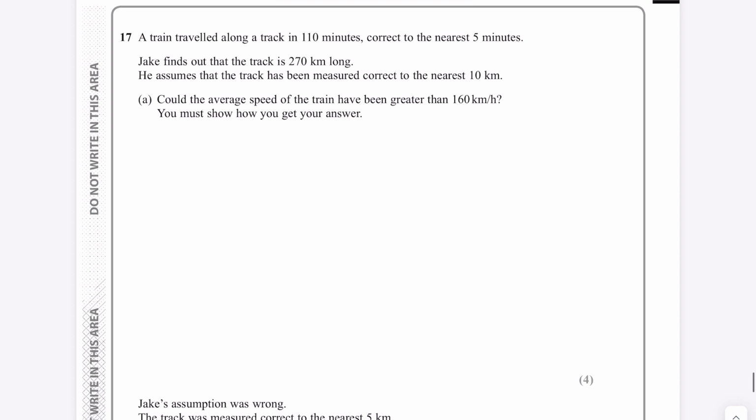A train travelled along a track for 110 minutes, correct to the nearest 5 minutes.